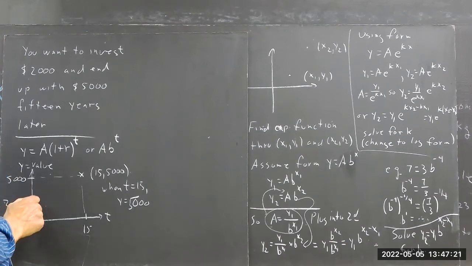That means that you have n equals 0. So you have this point. This is the point 0, 2,000.